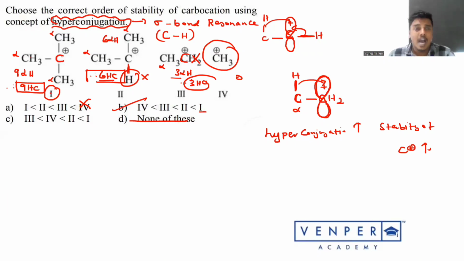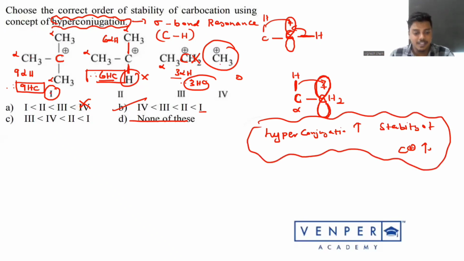Very simple question, right? Now look at the carbocation. The next attached carbon atom is the alpha carbon. Now, how many alpha hydrogens are present? That equals the number of hyperconjugations. So as the number of hyperconjugations increases, the stability of the carbocation increases. Okay, this is very important.